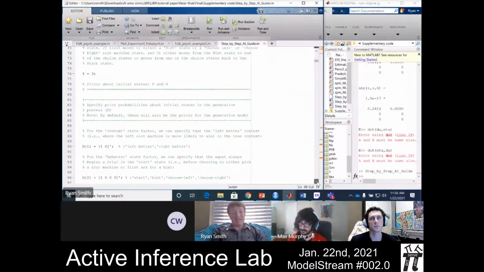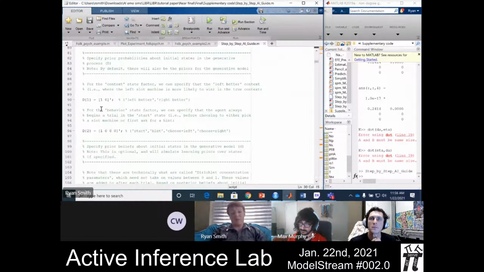Then what's typically easiest is to first start out by specifying the prior expectations over states. In big D, which is the generative process, for factor number 1, which is in the braces here, we just specify this as a row vector, and this apostrophe means it's transposed and becomes a column. We set this as 1 and 0, which just means that with 100% probability it's going to be in the left better context. Then for the second state factor, D2 here, we set it so the agent always starts out in the start state. So a 1 in that first entry, and then 0s for all the rest, because it's never going to start in the hint state or in the choose left state or in the choose right state. So we're just saying absolutely the agent will always start in the start state.